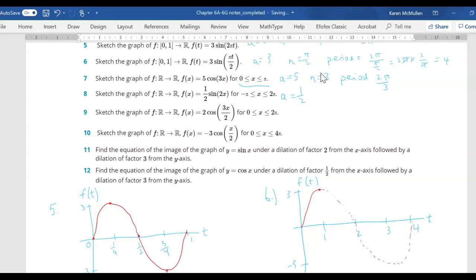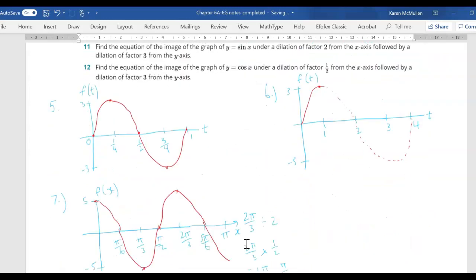So your amplitude is 1/2. Your value of n is 2. So your period is 2 pi on 2, which is just pi. All right, so we're doing question 8. Just double check that I've written everything correctly. This time we're going from negative pi to 2 pi. So when I sketch my axes, I need to take that into consideration.